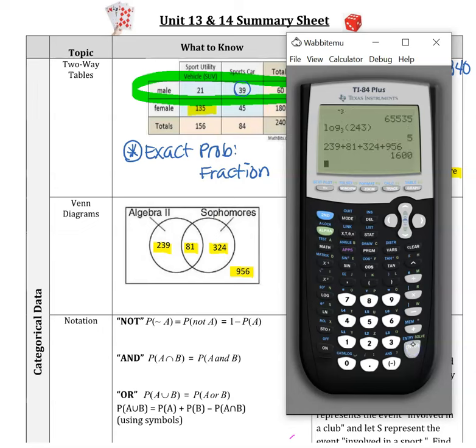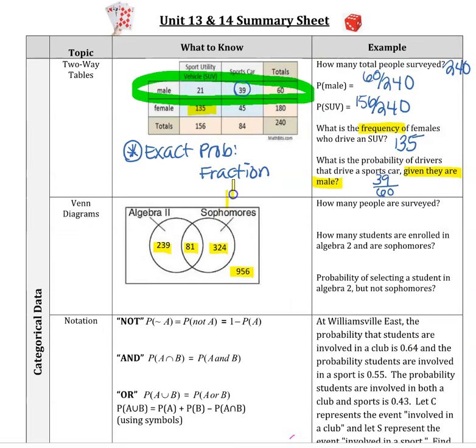And I think it's 1600, and it is. Don't worry, I didn't add that in my head. I've just done this Venn diagram plenty of times. All right, so there are 1,600 people in this study. Now, keep in mind, the 81 are the people who are in Algebra 2, and they're a sophomore. That's why they're in the overlap of the circles. So when I say how many students are enrolled in Algebra 2 and a sophomore, that's just 81.